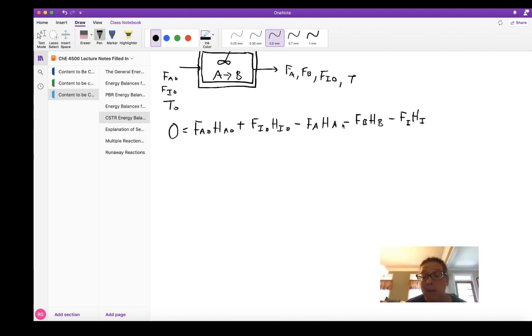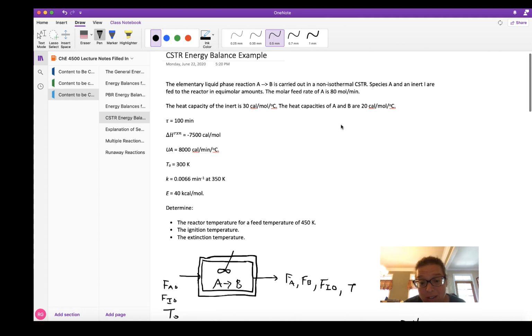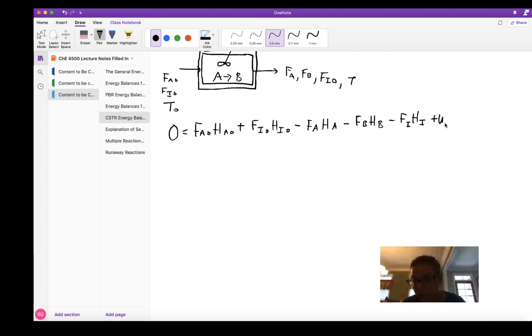I'm going to assume the work is 0 because I'm not given any information about what type of energy the stirrer is imparting. So I'm going to make that assumption. And now I just have to worry about my Q term. That's going to be my UA times my temperature difference, temperature of the coolant minus the temperature inside the reactor. And again, the order of these two temperatures is important. If the coolant temperature is lower than the reactor temperature, then the reactor contents are going to transfer heat to the cooling fluid. So this would be negative, and vice versa if T_a is greater than T.